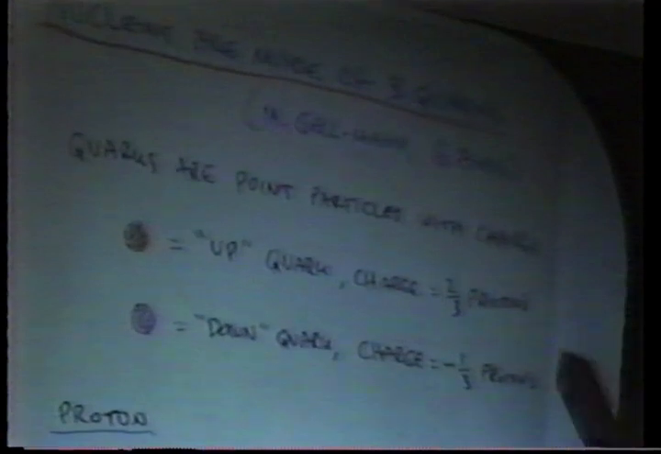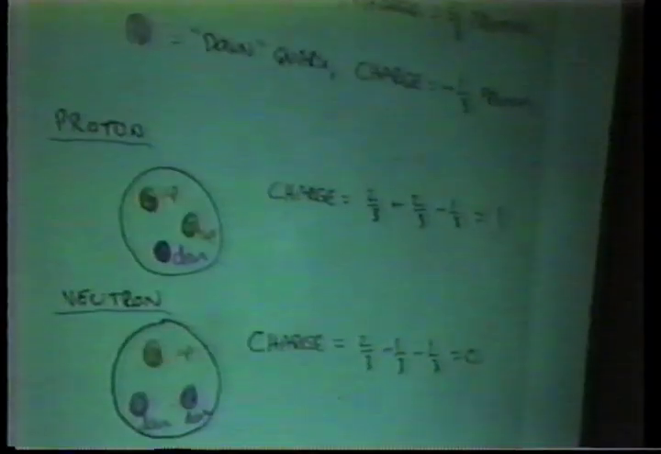Now what's funny about these things is that the up quark has a charge that's 2/3 that of the proton. The down quark has a charge that's minus 1/3 that of the proton. In other words, the three down quarks have exactly the same charge as the electron here. And so how do you do this? For example, to see how you can build up the proton and neutron from these funny particles.